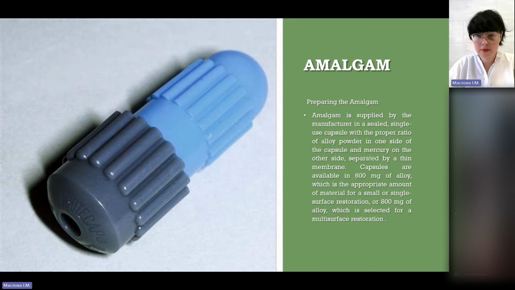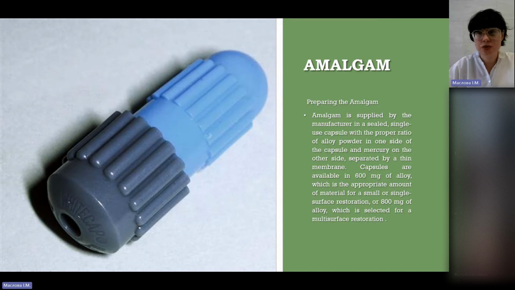Preparing the amalgam has a very simple character for today. It's a contemporary amalgam capsule. Amalgam is supplied by the manufacturer in a sealed single-use capsule with the proper ratio of alloy powder on one side of the capsule and mercury on the other side, separated by a thin membrane. Capsules are available in 600 milligrams of alloy, which is the appropriate amount of material for small or single surface restoration, or 800 milligrams of alloy, which is selected for a multi-surface restoration or big depth cavity restoration.